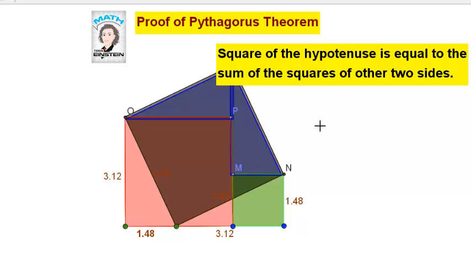Okay, now what is Pythagoras theorem? In any right triangle, the square of the hypotenuse is equal to the sum of the squares of the other two sides. What is the converse? In any triangle, if the square of the longer side is equal to the sum of the squares of the other two sides, then the triangle must be a right triangle. Okay.